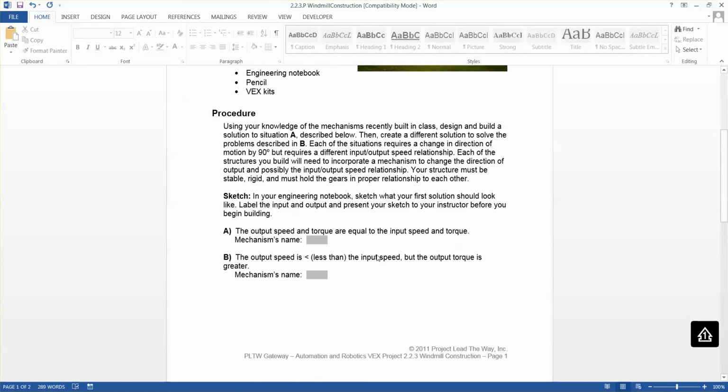Make sure that you do some sketches. I would do sketches individually, and then come together with your partner and do a sketch together before you start building, so you have an idea of your design before you start grabbing parts and all that.